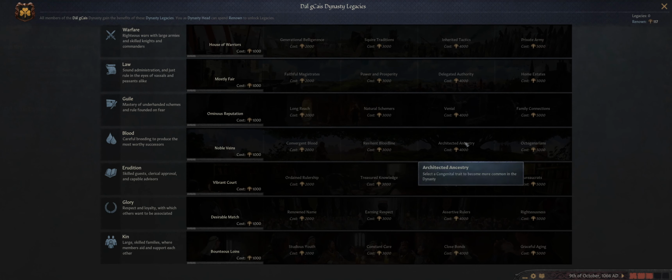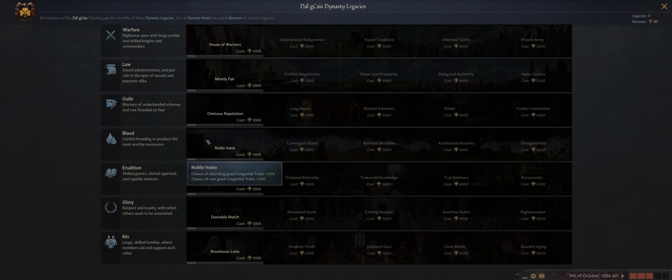The last two in this are kind of meh. If you want them, go ahead and get them. Selecting a congenital trait to become more common is nice, but by the time you get here, you've probably already created something amazing. And the octogenarians means that you get an extra life expectancy of +5. That's really only useful for male characters, because women can't breed after the age of 45. So once they hit 46, that's it.